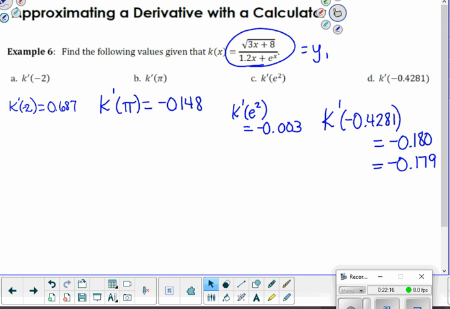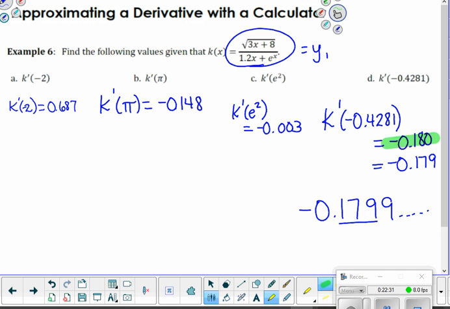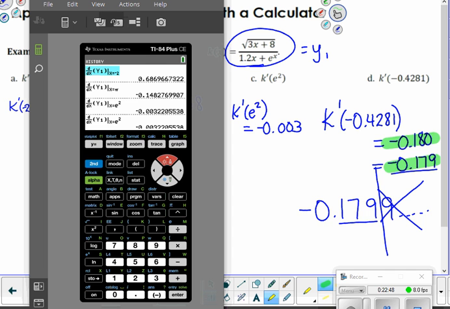Notice on the end here I've given 2 answers, and that is because the AP allows you to round the answer. It was like negative 0.1799, blah, blah, blah. And so I could round that to -0.180, or I can just cut things off and just write the first 3 decimals, which is called truncating. So they accept either method. Either of those answers would be perfectly fine. Here is my calculator work. You can see at -2, at pi, at e squared, and my other one's not showing on the screen.